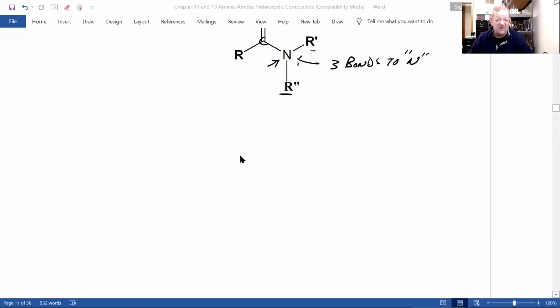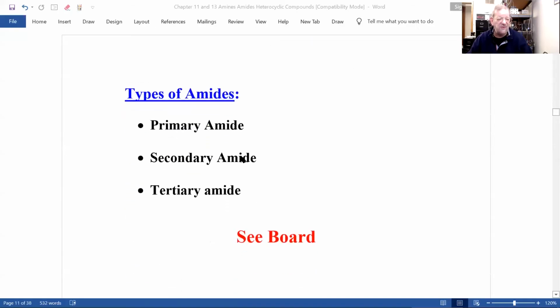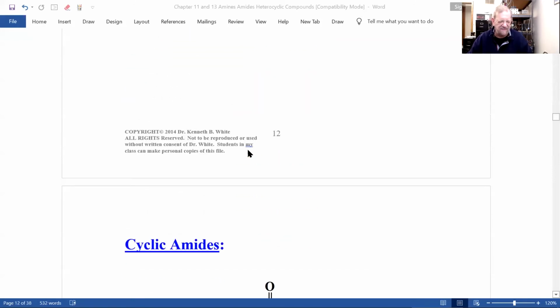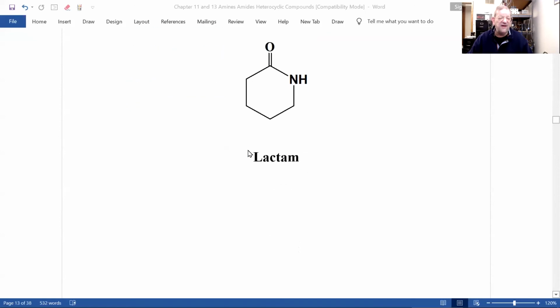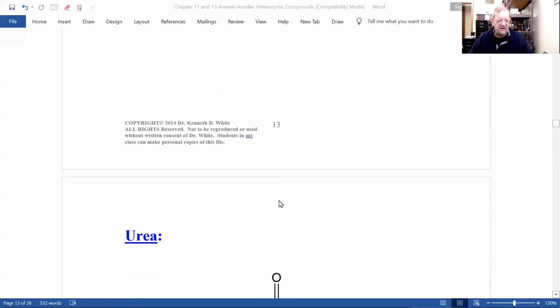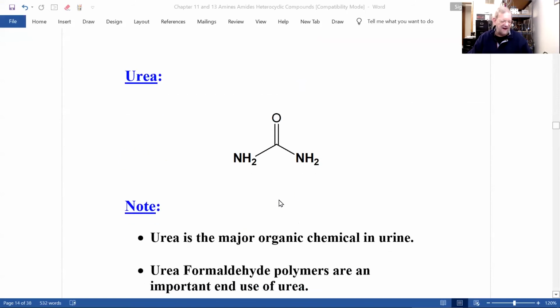Now, why are you learning about organic chemistry? Well, I'm going to skip this slide, primary, secondary, should have taken it out. Now, there are cyclic amides, and these are called lactams.